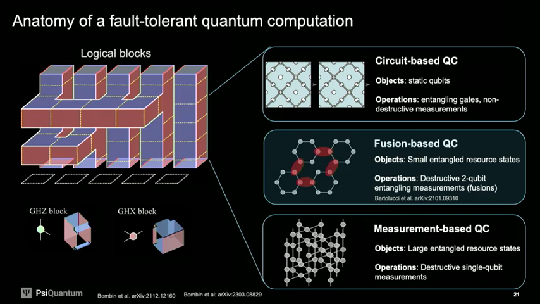And then there's also fusion-based quantum computation, which is what we think about at Psi. The idea is you prepare resource states of a fixed size, independent of the computation, and then you perform destructive 2-qubit entangling measurements called fusions. They're just Bell basis measurements typically. And fusion-based quantum computation sits in this nice Goldilocks zone. It's useful for us because that matches our operational primitives, but it's also useful for thinking about modular architectures, but that's probably for another talk.